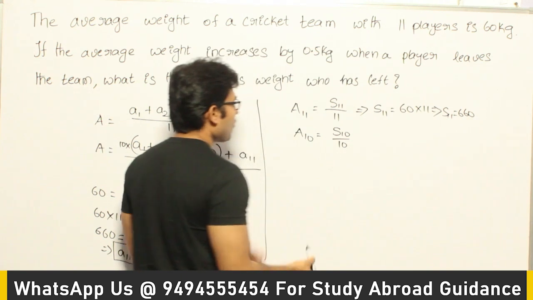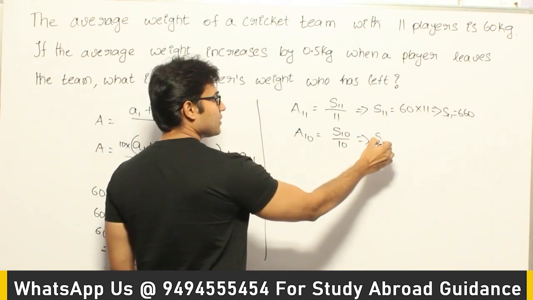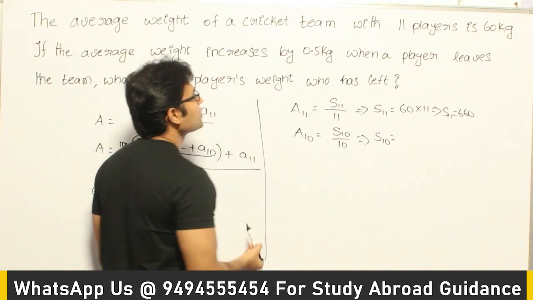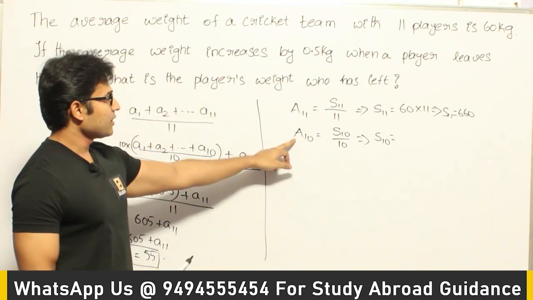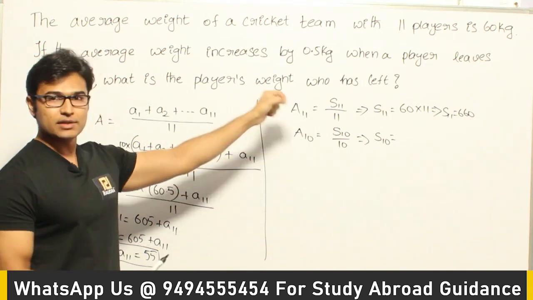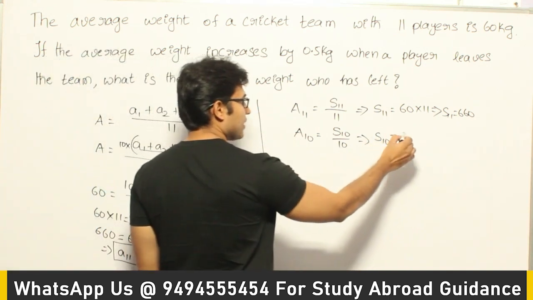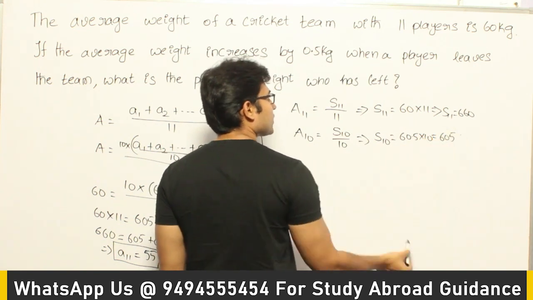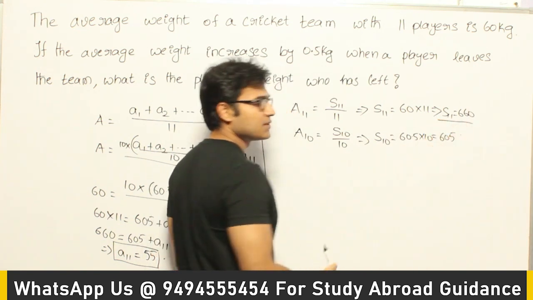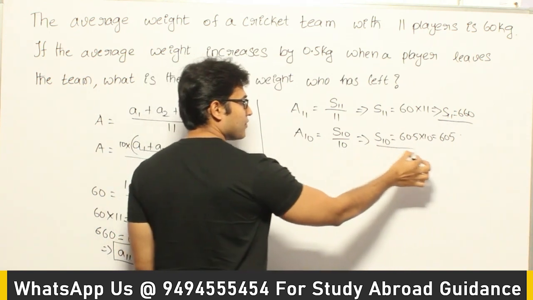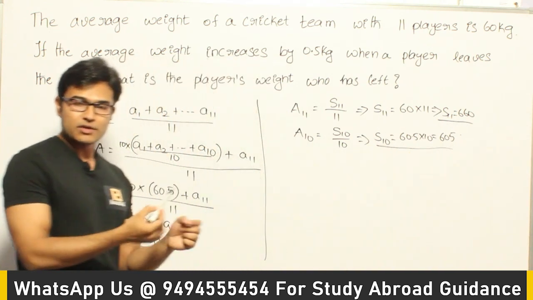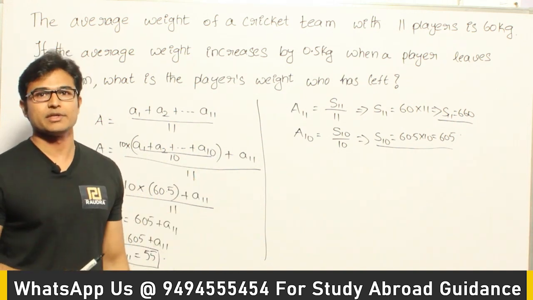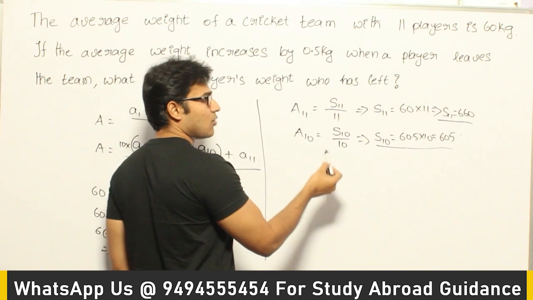660, right? Now what about this one? The sum of weights of 10 players is equal to A10 into 10. What is A10? They are saying that when I remove one, the average increases by 0.5, which means this average is 60.5, into 10, which means 605. So the sum of weights of 11 players is 660, and the sum of weights of 10 players is 605. Now the difference is nothing but the weight of the 11th player who is removed, isn't it?